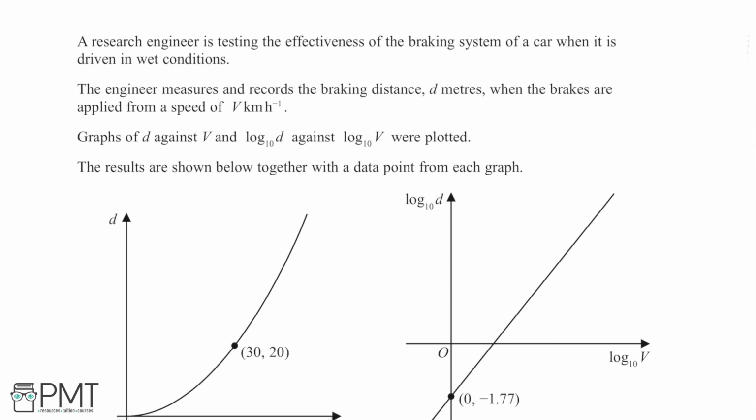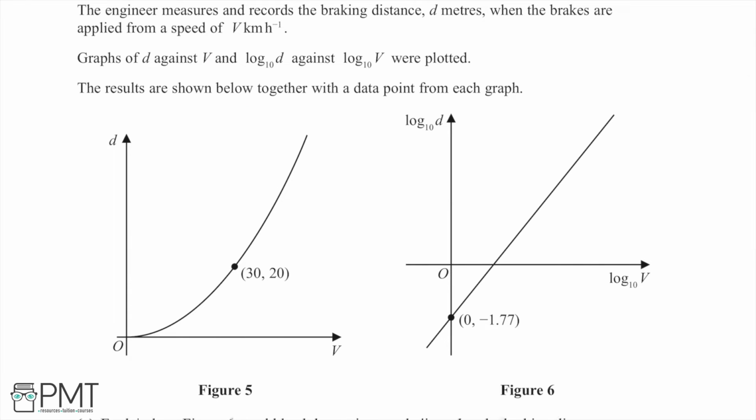So in this question, we're told that a research engineer is testing the effectiveness of the braking system of a car when it is driven in wet conditions. We're told that the engineer measures and records the braking distance, which is measured in meters and denoted by D, and that's the distance when the brakes are applied from a speed denoted by V, which is measured in kilometers per hour.